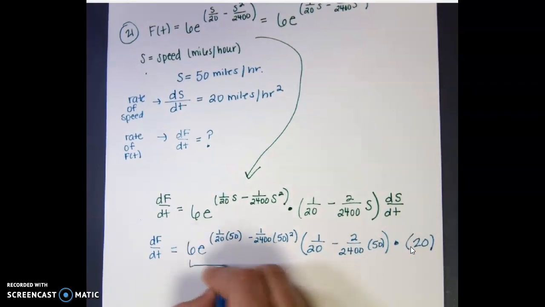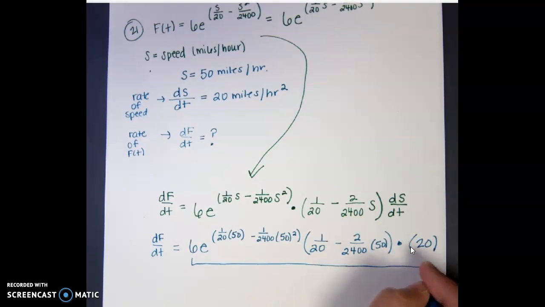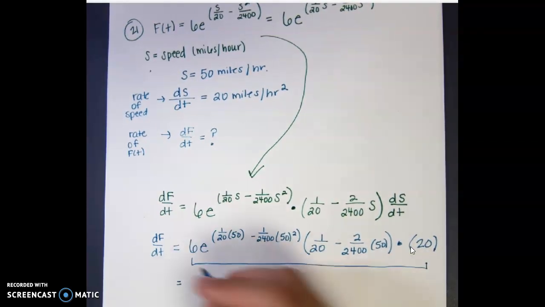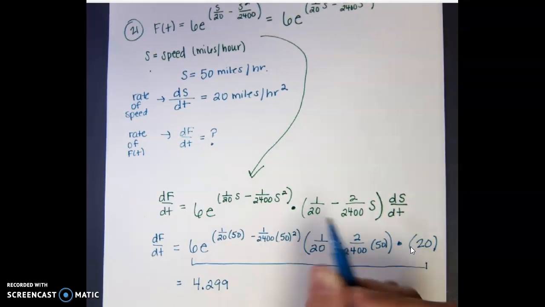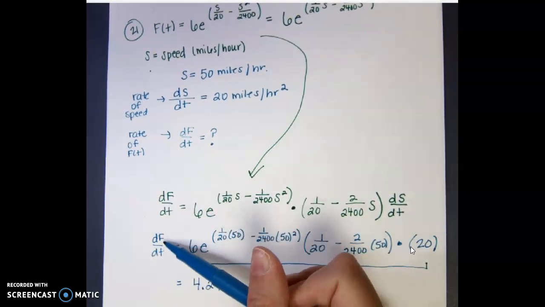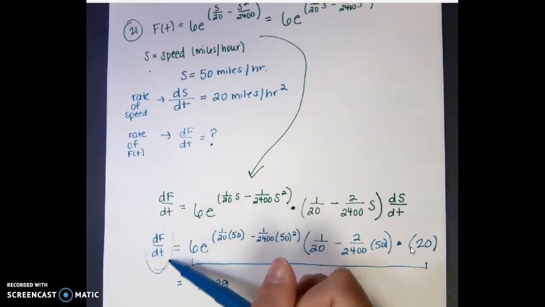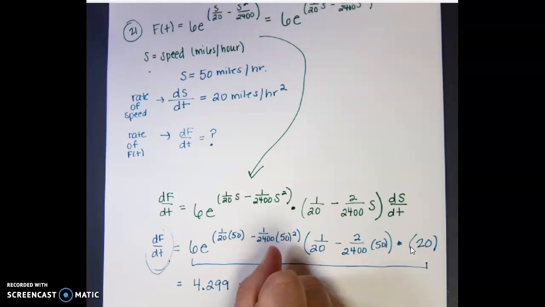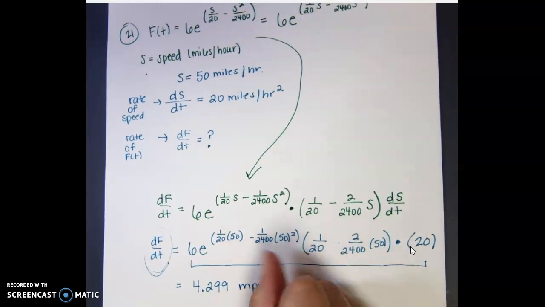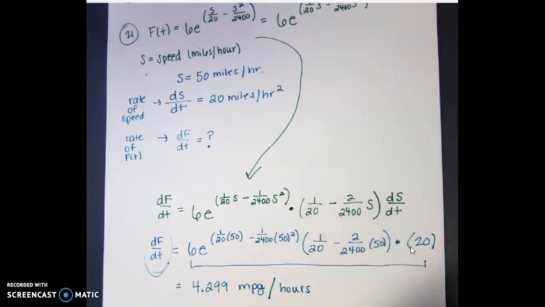And then from here, you're just going to type all this in your calculator, or if it was calculator inactive, you would just leave it like that. And that's how I got the 4.299. Because this is the derivative of the fuel consumption, and it told you fuel consumption was miles per gallon, that's with respect to time, and time here has been in hours. So that's where they got the units from.